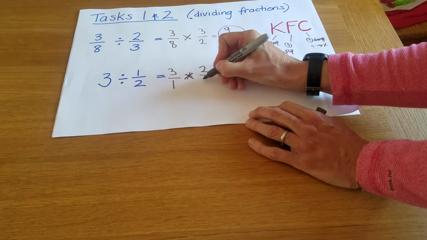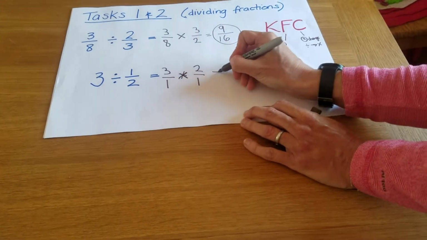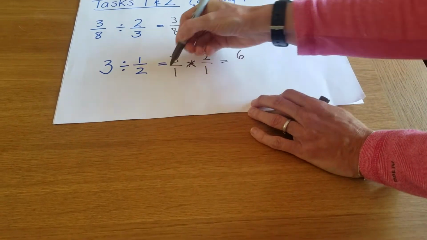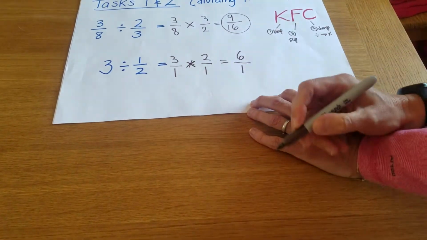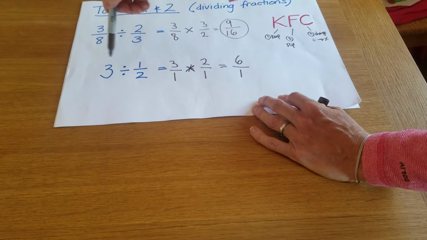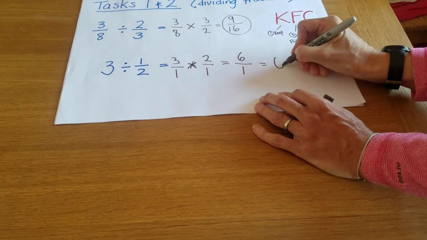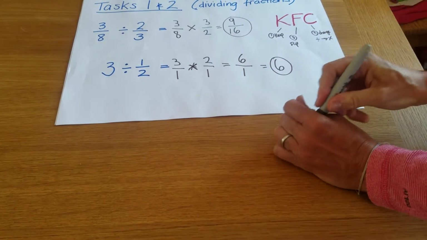So it's going to become 2 over 1. Then I'm going to do the calculation. 3 times 2 is 6. And 1 times 1 is 1. Now, we said at the start, to make a whole number, you put it over 1. 6 divided by 1 gives me the final answer of 6.